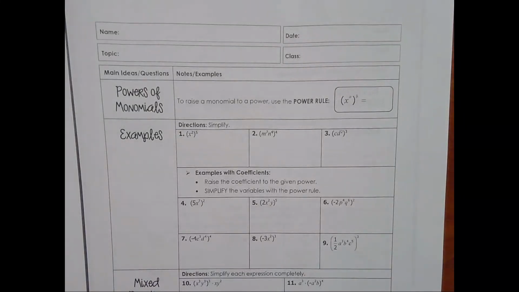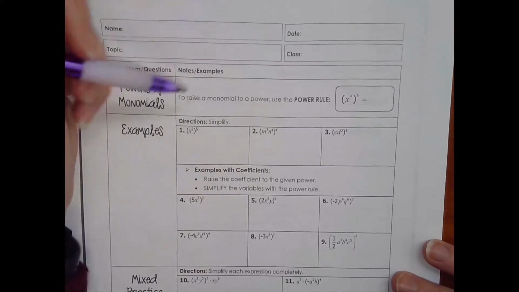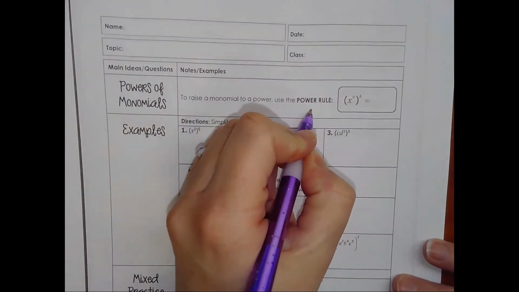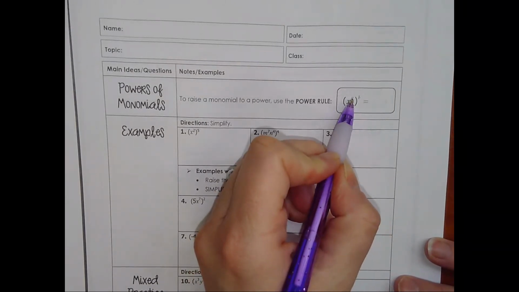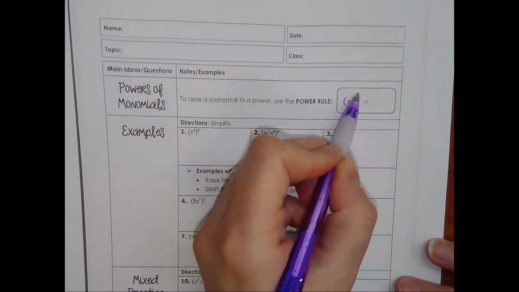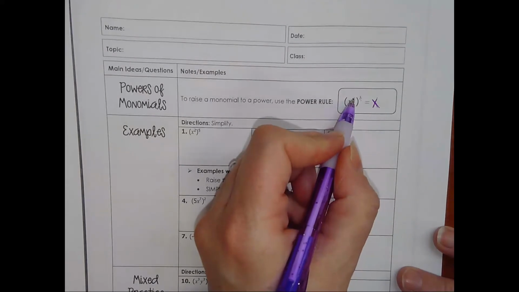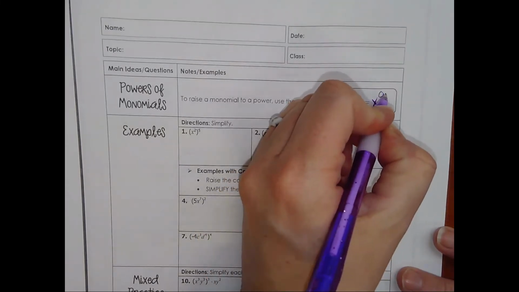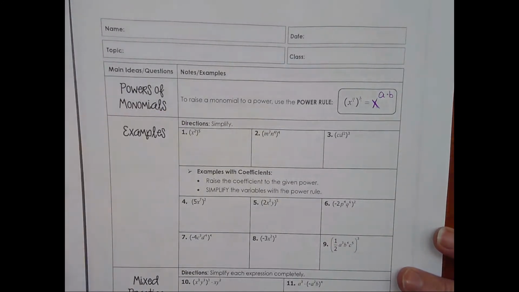All right, day 3 of these exponent rules. So today we're going to talk about something called the power rule. What it says is if you have something raised to a power and then it's raised to another power, what you do with those exponents is you multiply them. So if you have x to the a power and then raised to the b power, it's actually x to the a times b. Let's take a look at a couple of examples.